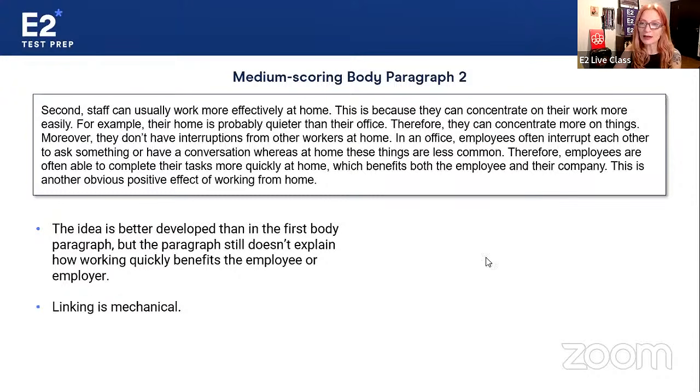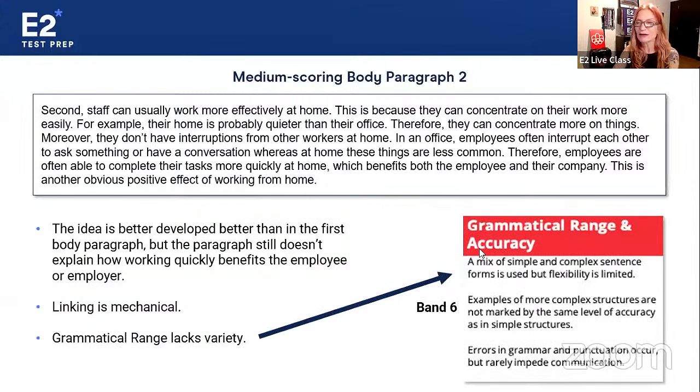So linking is mechanical. Charlie, can you just take a look? There's a comment here from Ismaili about the recorded class. It just came in the Zoom. Ismaili, Charlie is going to take care of your question, okay?